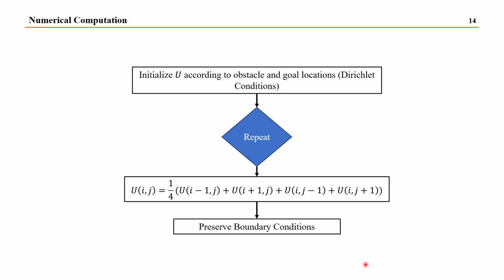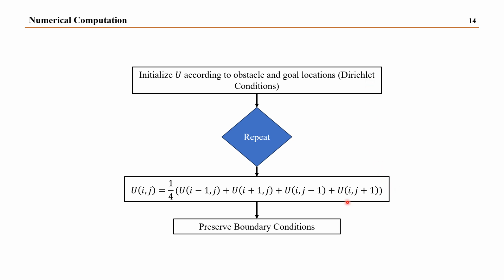And then we just preserve the boundary conditions. So if after the update, some of the obstacle boundary locations or the goal location changed its value, we just reset it back to whatever we set at the beginning. So we just set the obstacle boundary to a high value and the goal location to a low one.